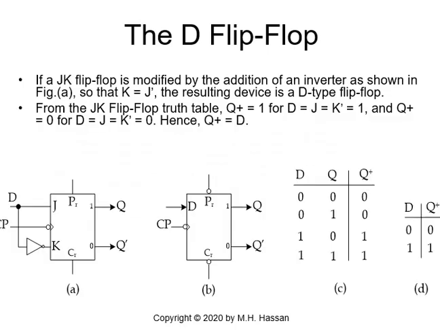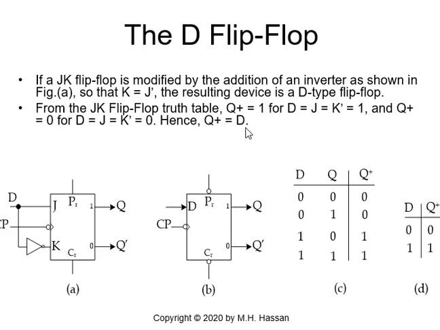The D flip-flop: if a JK flip-flop is modified by the addition of an inverter as shown in figure A, then D will be equal to J and K will be equal to D prime, the complement of D. The resulting device is a D-type flip-flop. From the JK flip-flop truth table, Q plus will be equal to 1 for D equals J equals Q prime equals 1, and Q plus is equal to 0 for D equals J equals Q prime equals 0. Hence, Q plus equals D.